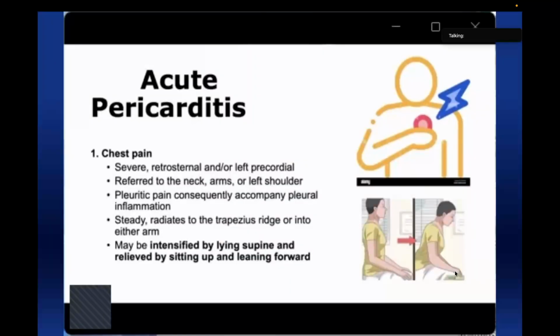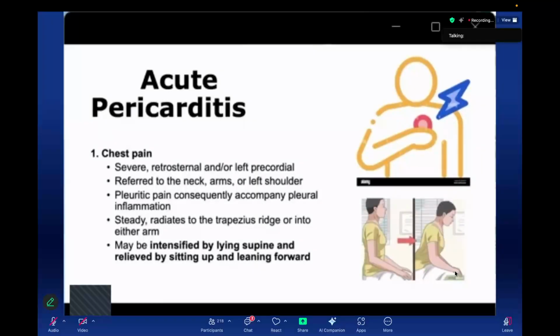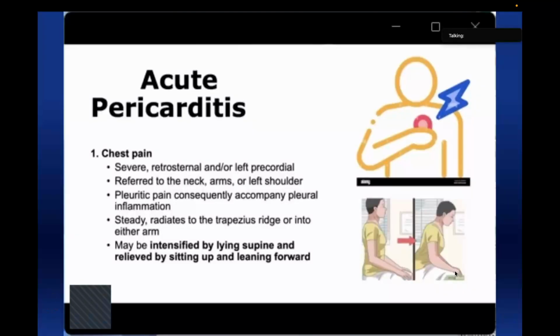Acute pericarditis is very common in terms of mimicking your chest pain. Okay? The chest pain is characterized as severe retrosternal and or left precordial, referred to the neck, arms, or your left shoulder. Pleuritic pain consequently accompanies your pleural inflammation. Steady, radiates to the trapezius ridge or into either arm, may be intensified by lying supine and relieved by sitting up and leaning forward, as shown in your figure here.